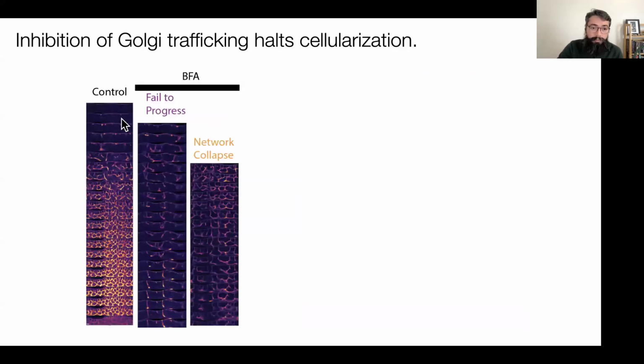Now, when we treat with Brefeldin, on the left you see the typical evolution of that cellularization. But if you treat the cells early, when you have just the little vesicles being formed, they try to cellularize, but they get stuck very early on. They don't have any membrane to continue cellularizing. If you treat a little bit more advanced, when they're starting to assemble the lattice, this network actually collapses into each other.